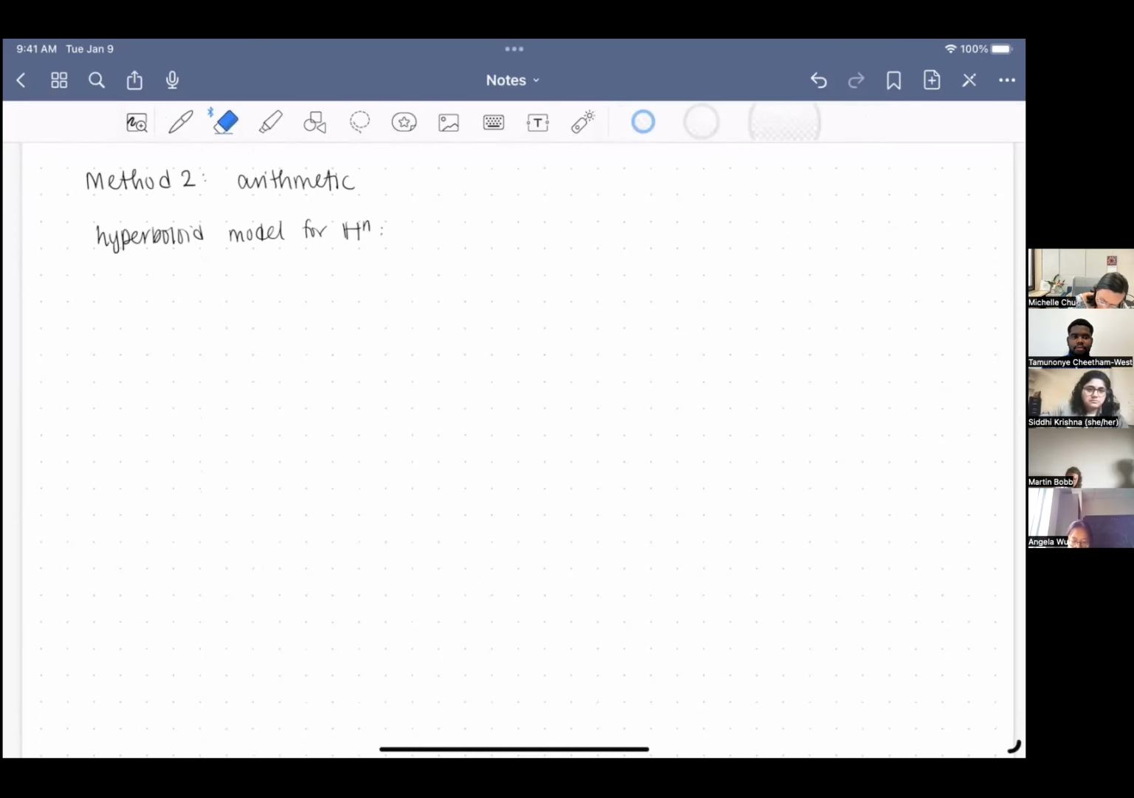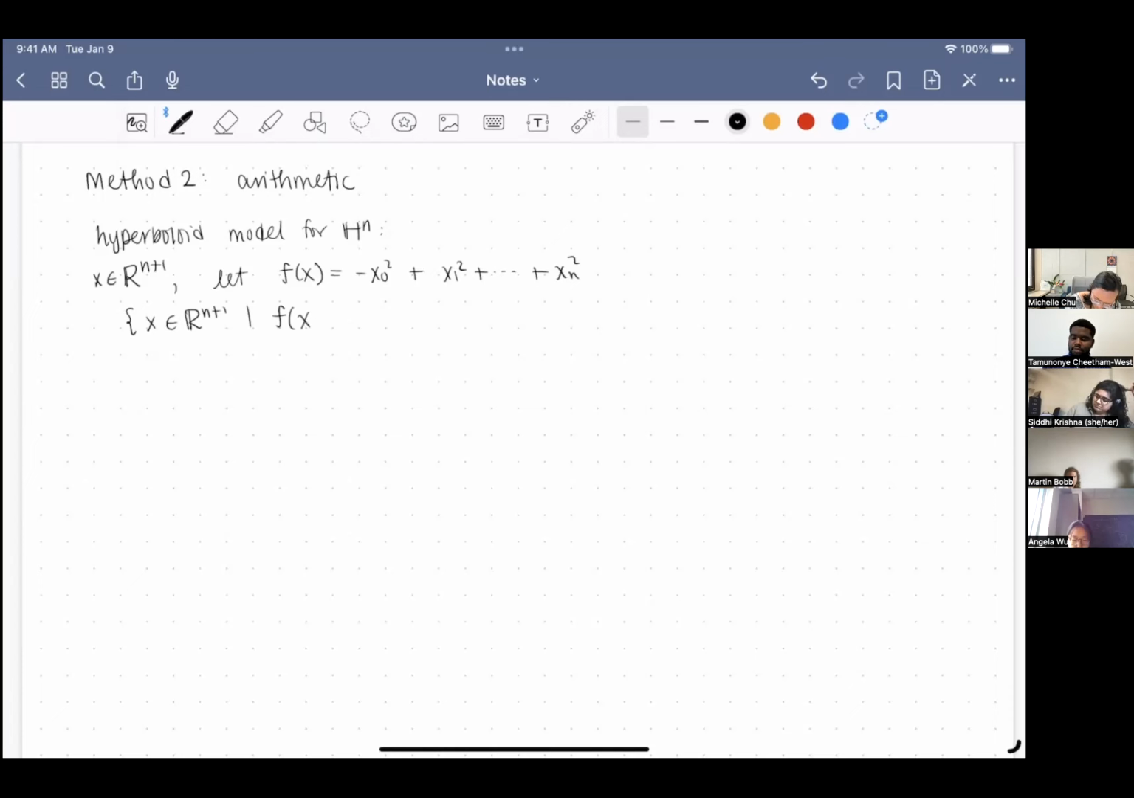Okay, so here's how we do this. We start in R^(n+1), Euclidean space of dimension n+1. And we look at the following form on vectors x in R^(n+1), where this form looks like this. If we think of our vector x having entries x0, x1, all the way to xn, we can look at this form on the vector, and I can look at the space of all vectors where this form has value equal to -1.